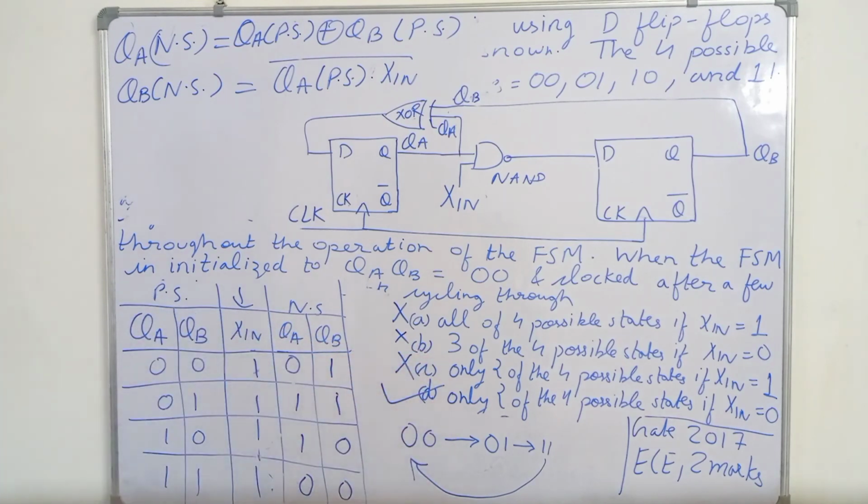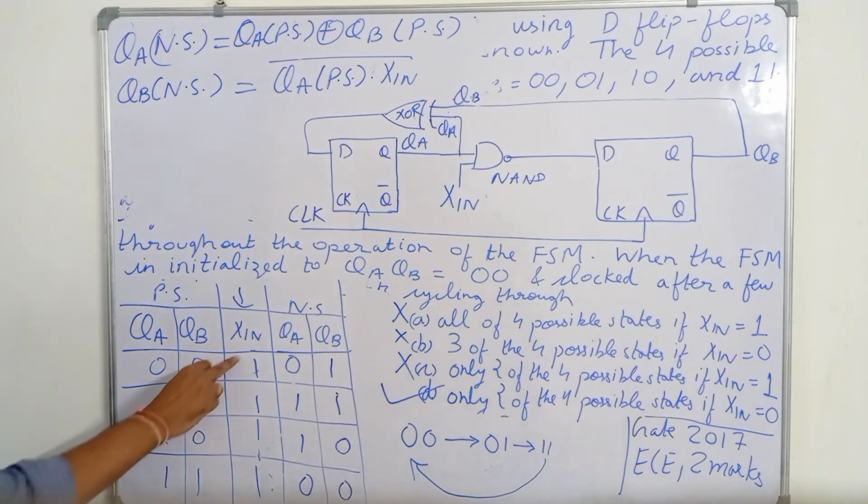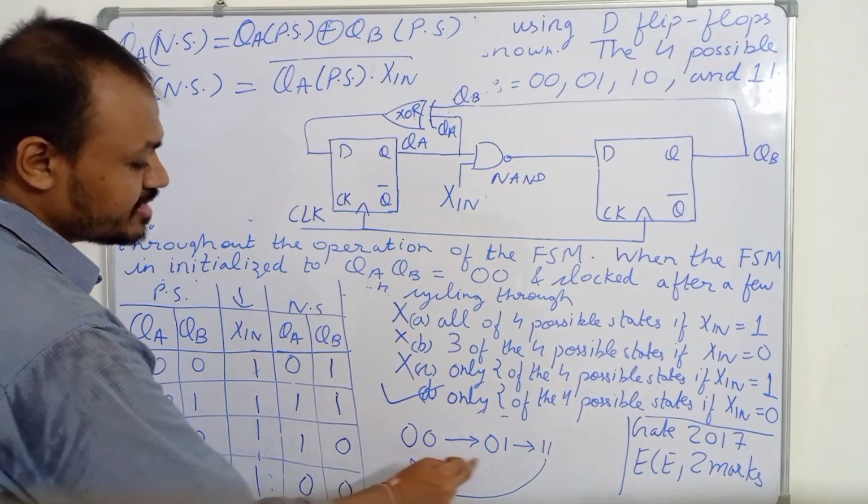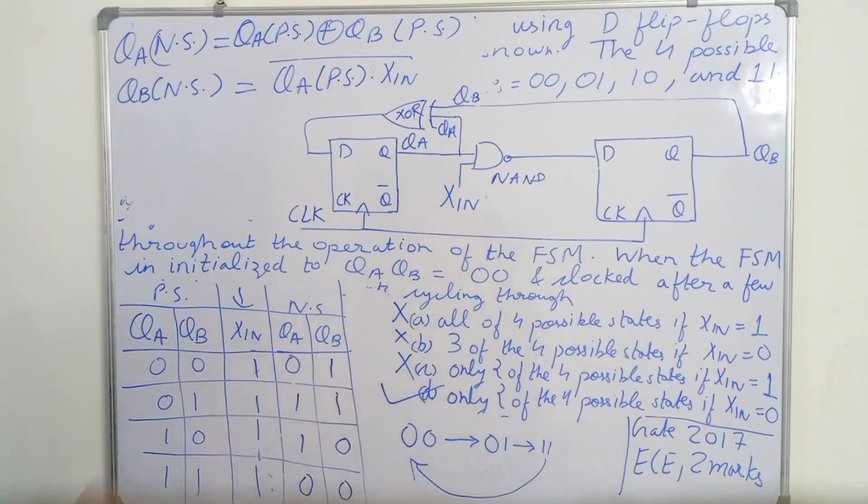So our answer had already come when we checked for x in equal to 0, but we verified for x in equal to 1 as well. When input x in is equal to 1, then only three states are possible: 0 0, 0 1 and 1 1. So the correct option is D, only two of the four possible states if x in equal to 0.